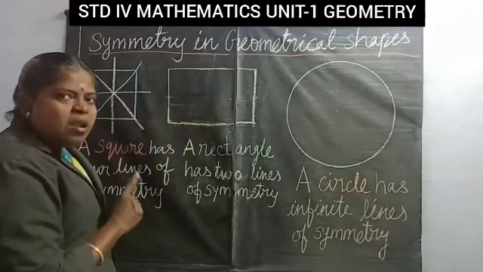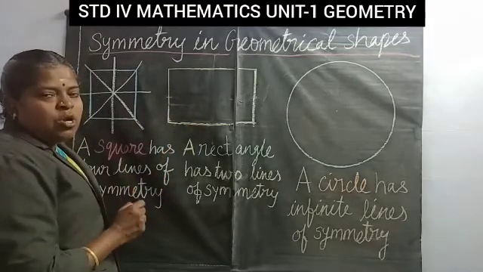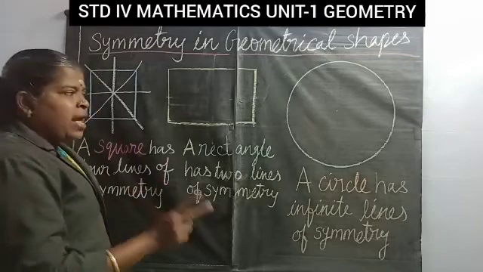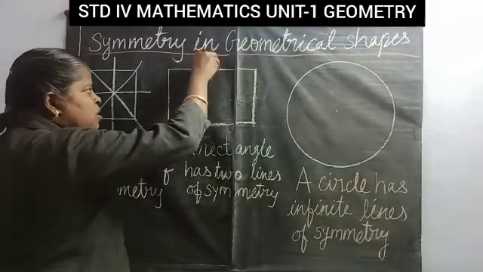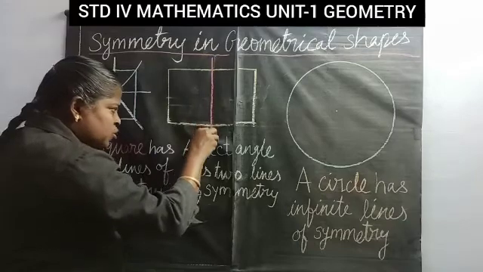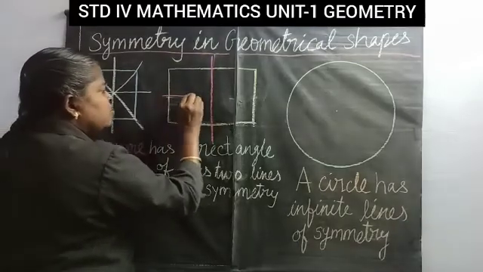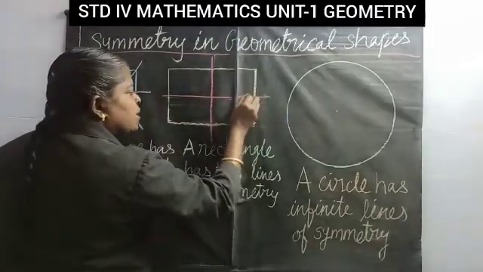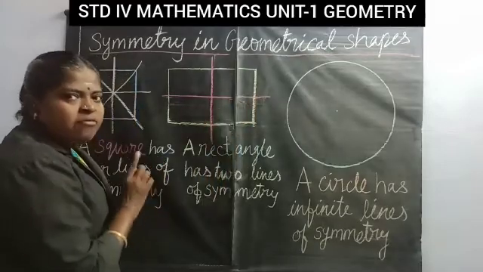This is a rectangle. In a rectangle, opposite sides are equal. So rectangle has 2 lines of symmetry. 1, then 2. Rectangle has 2 lines of symmetry.